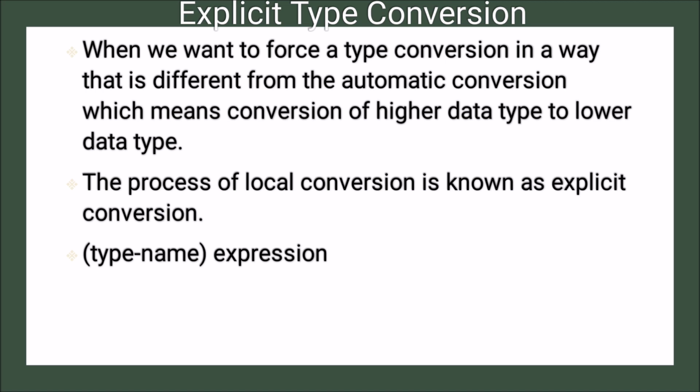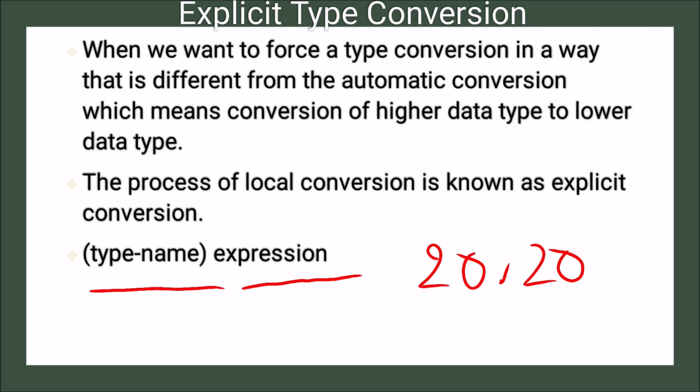And how can we write this explicit type conversion? We write the type name and its expression. Suppose the float value is 20.20 and now we want this value as an integer. Then we simply write int here. So this converts 20.20 into integer. This is the explicit type conversion.